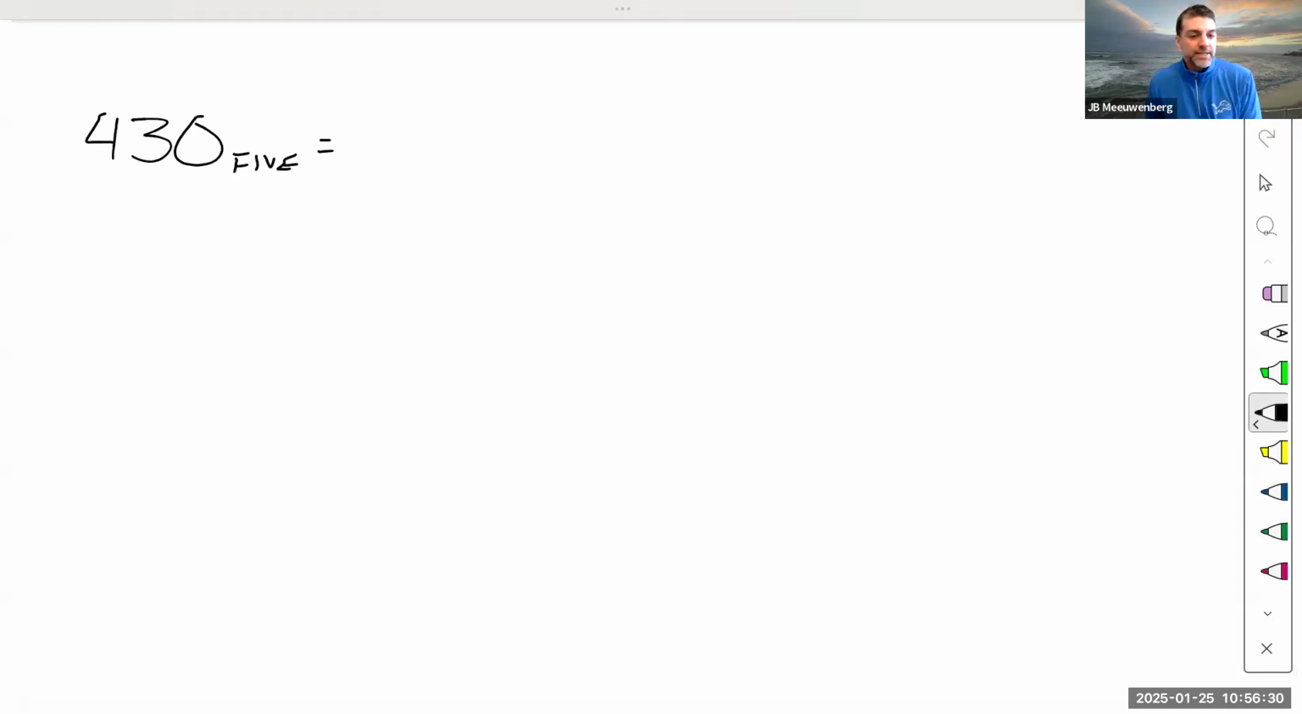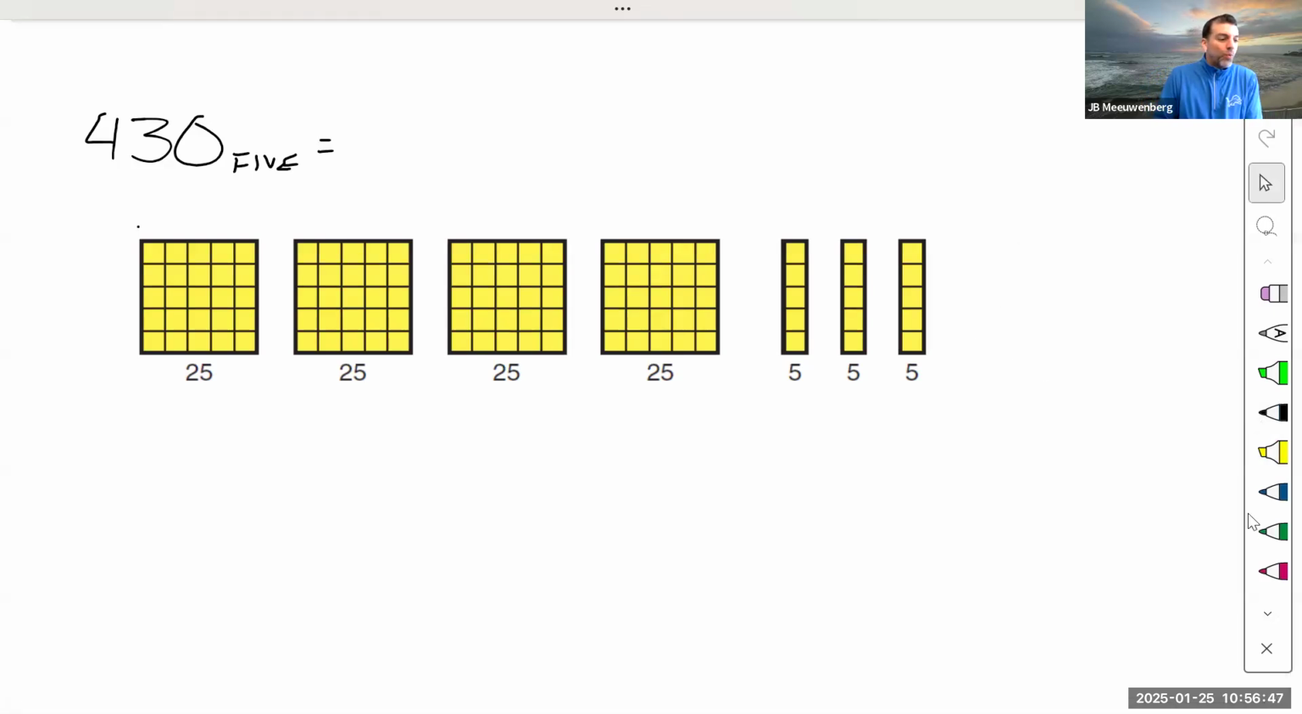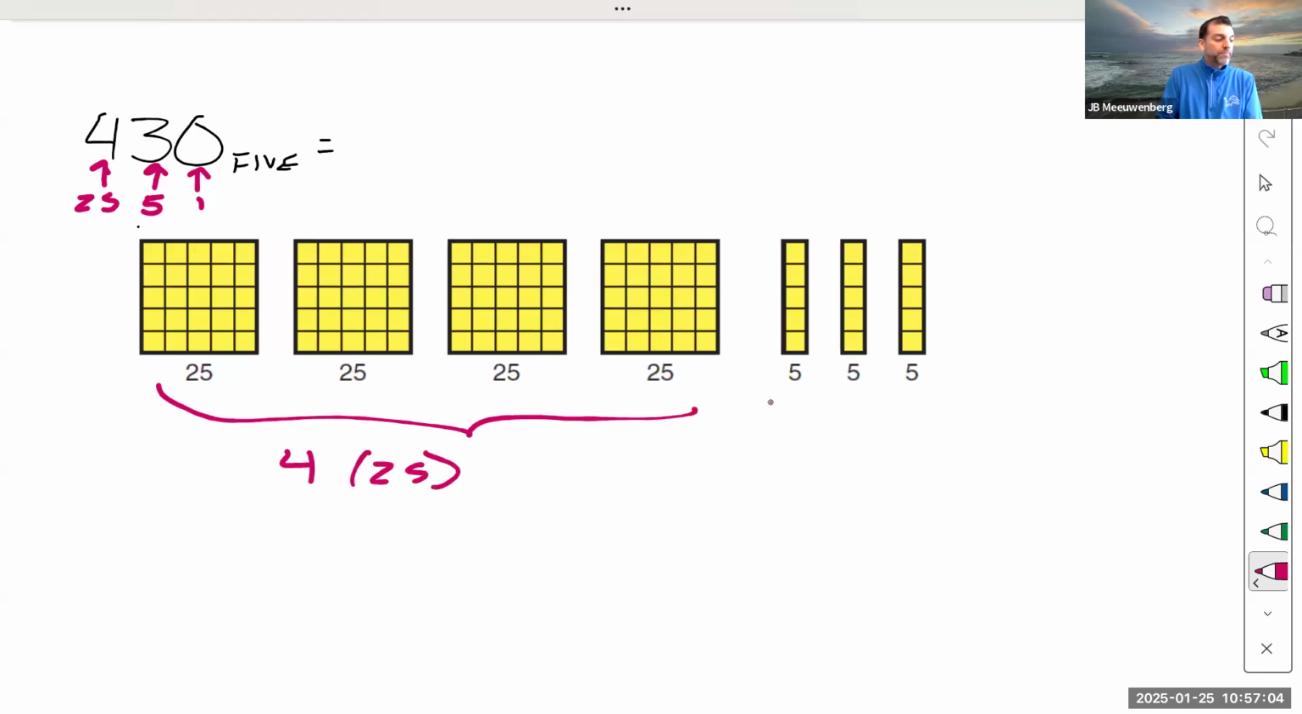So the way you want to approach this is, if you're drawing this out and sketching out 430 in base 5, it would look something like this. Because what this number is telling you is that there are 4 25s, there are 3 5s, and there are 0 1s. And that's what this collection shows here, right? What we have is 4 25s. Here we have 3 5s, and then we have 0 1s.